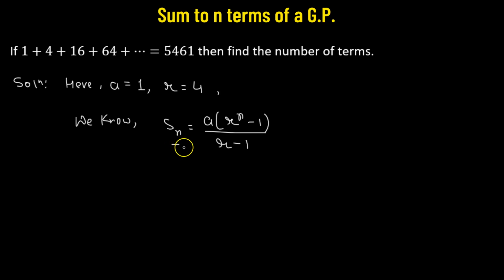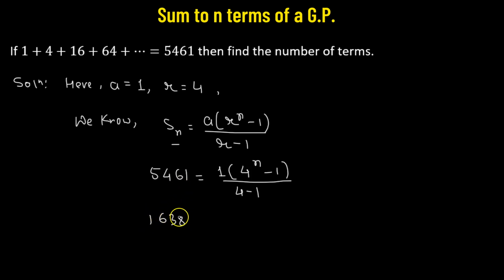It's given here the sum to the n terms. So we are assuming that there are n number of terms present here. So 5,461 is equal to the first term multiplied by the common ratio 4 raised to the power of n minus 1, divided by 4 minus 1. Now 4 minus 1, that's 3. So we'll multiply 3 with 5,461. This is going to give us 16,383, which is equal to 4 raised to the power of n minus 1.